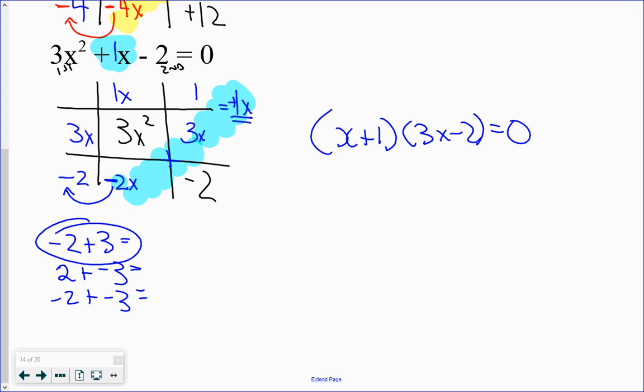Now also notice when you do a check, 3 times 1 is 3. Negative 2 times positive 1, sure enough, that gives you that negative 2. So the negative took care of itself. So again, that's the factor.